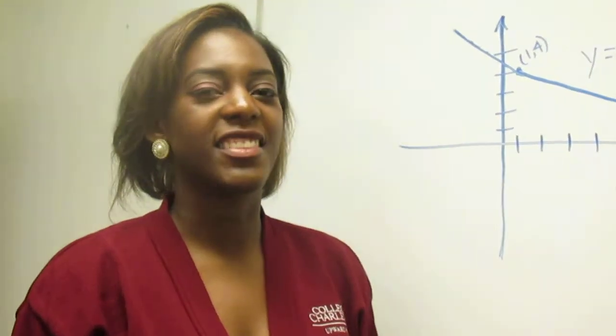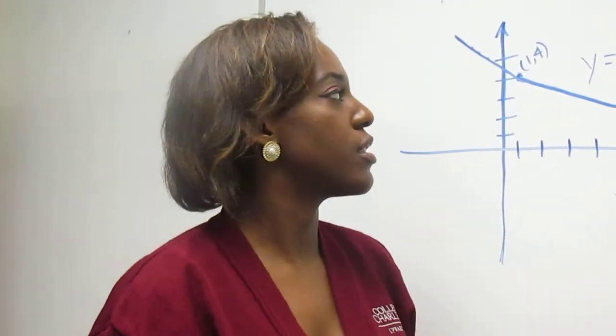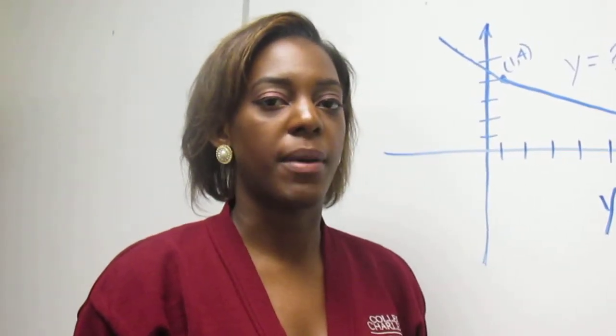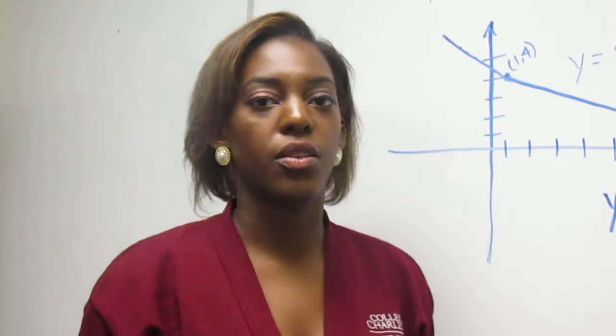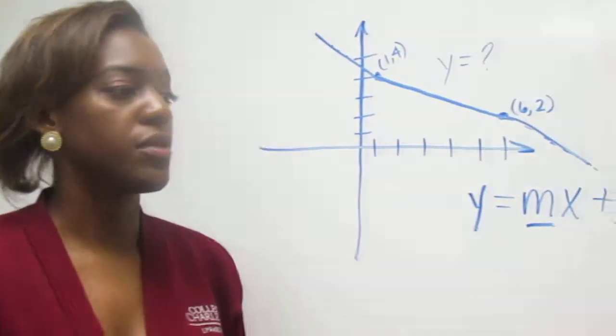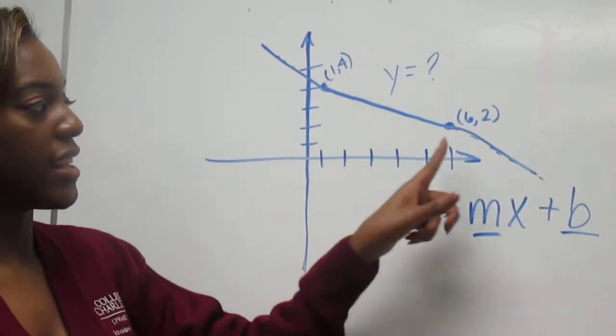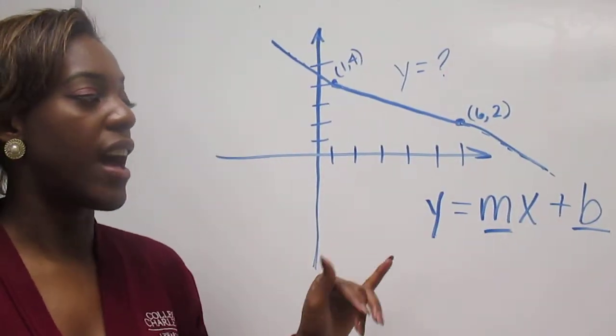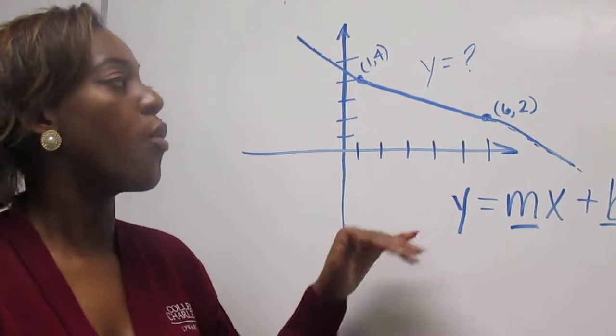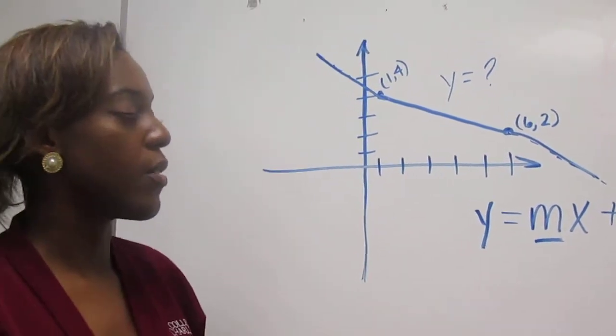Hey guys, so this video is going to be showing you how to answer a question asking about finding the equation of a line. So in this scenario, the question would be: given points (1, 4) and (6, 2), how would you find the equation of the line? Or, what is the equation of the line? That would be the question.